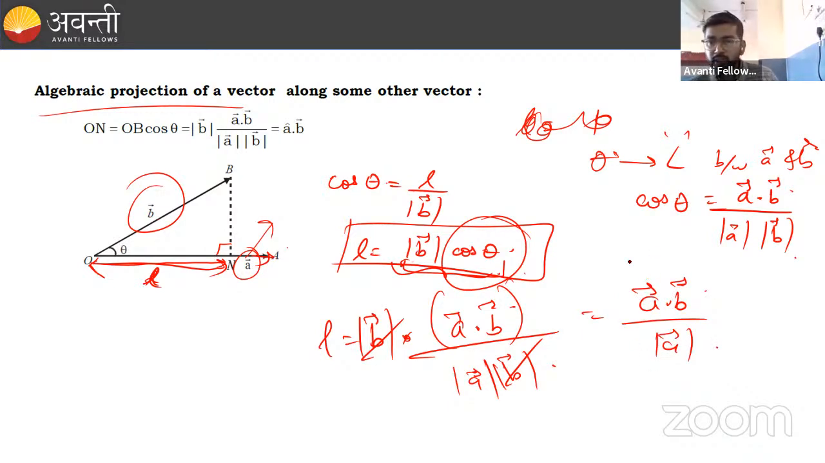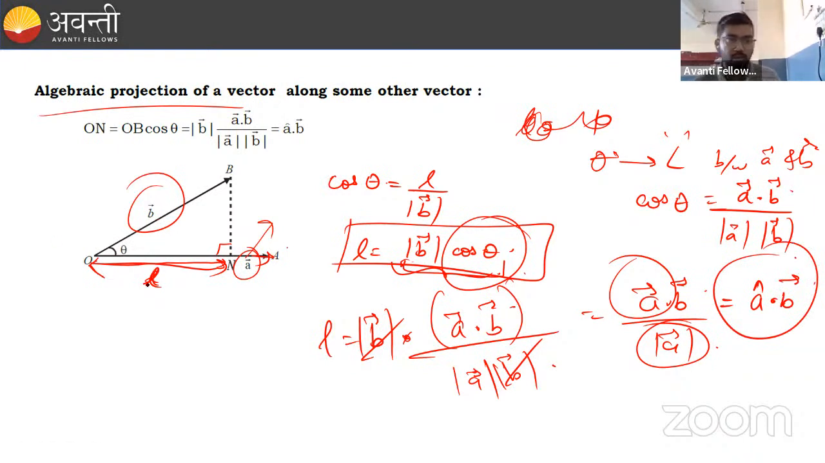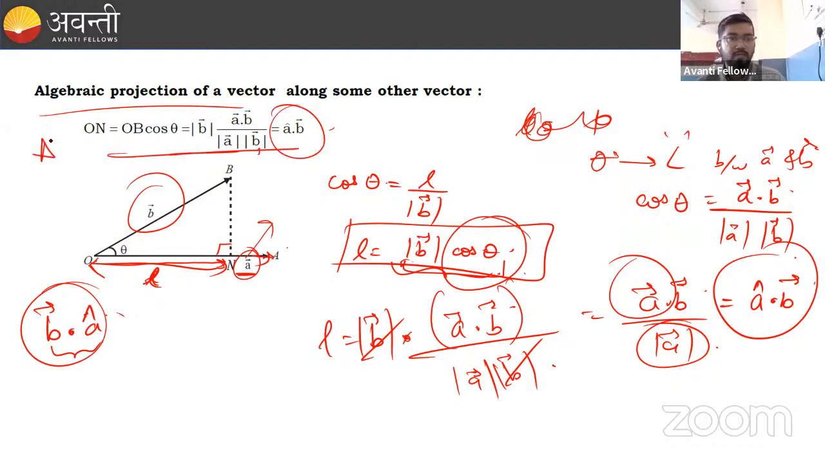Now we all know that when you divide A bar by its modulus, it becomes a unit vector, right? So always remember, the projection of a vector along another vector is the dot product of that vector with the unit vector in the direction of the other vector. So this is the formula, always remember this. This is very helpful.